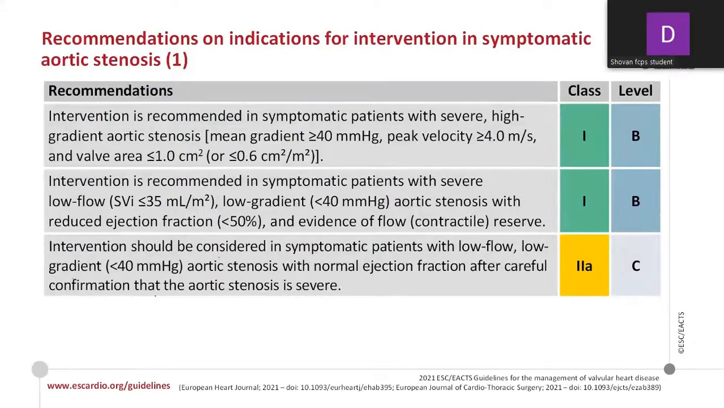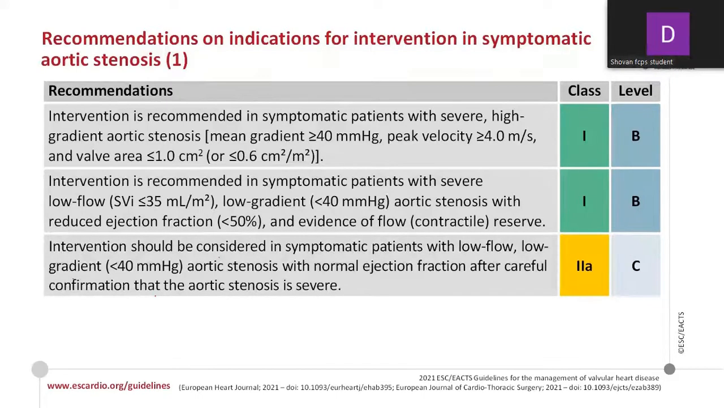Now the recommendation or indication for intervention in symptomatic aortic stenosis. In symptomatic aortic stenosis, intervention is recommended where there is severe high gradient aortic stenosis, that means mean gradient greater than 40, peak velocity greater than 4, and valve area less than 1. This is a class 1 indication.